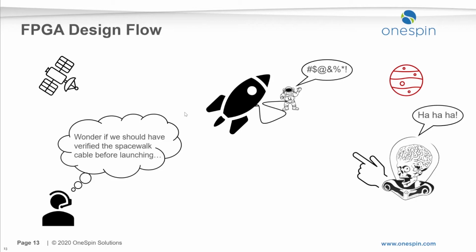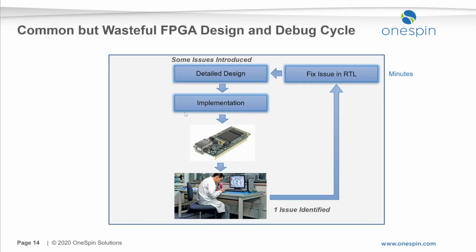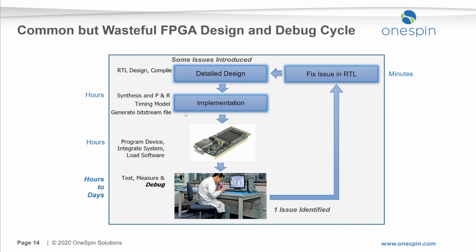So why am I saying all of this? Well, it's because the current FPGA flow is very similar to what I just showed. You have your detailed design, you do some implementation, put it on the board, and then you go off to the lab and you spend some hours on implementation, you spend an hour to program the device, and then you spend hours to days debugging on the actual board before you fix the one RTL issue, and then you start over.